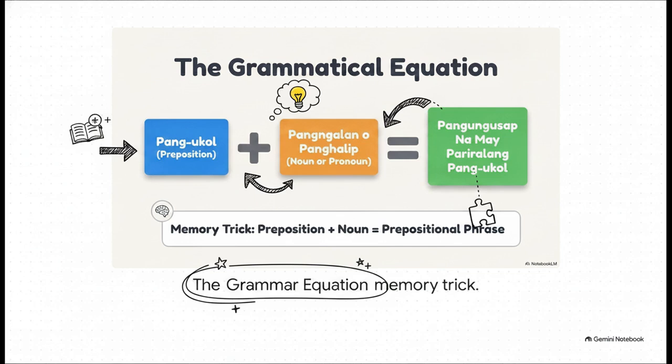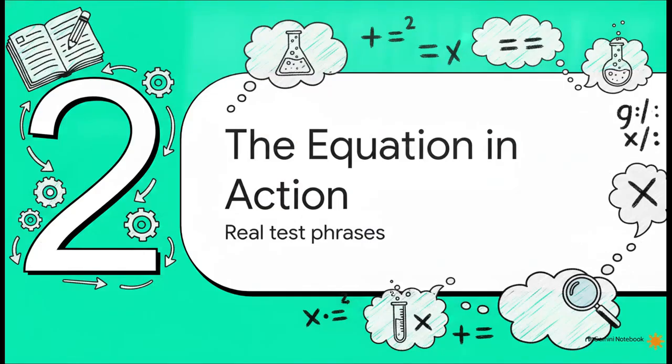Here is why this matters. If a test question asks you to identify the Pariralang Pang-ukol in a sentence, you have to look for both parts of this mathematical formula. Don't just circle the preposition. You need the entire block. Moving right along to Section 2, the equation in action.